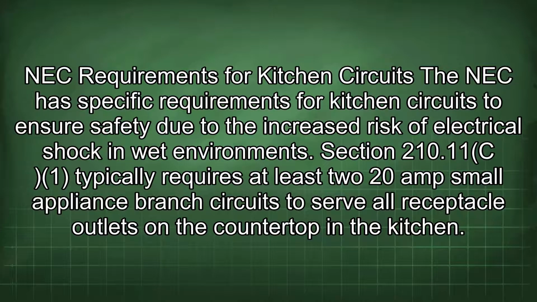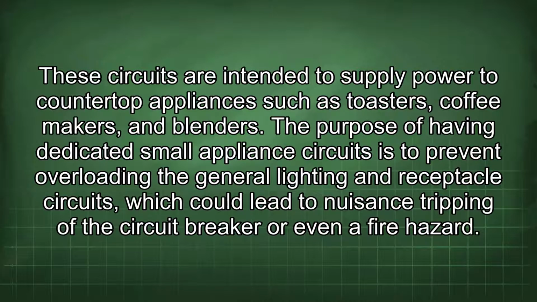The NEC has specific requirements for kitchen circuits to ensure safety due to the increased risk of electrical shock in wet environments. Section 210.11(C)(1) typically requires at least two 20 amp small appliance branch circuits to serve all receptacle outlets on the countertop in the kitchen. These circuits are intended to supply power to countertop appliances such as toasters, coffee makers, and blenders. The purpose of having dedicated small appliance circuits is to prevent overloading the general lighting and receptacle circuits, which could lead to nuisance tripping of the circuit breaker or even a fire hazard.